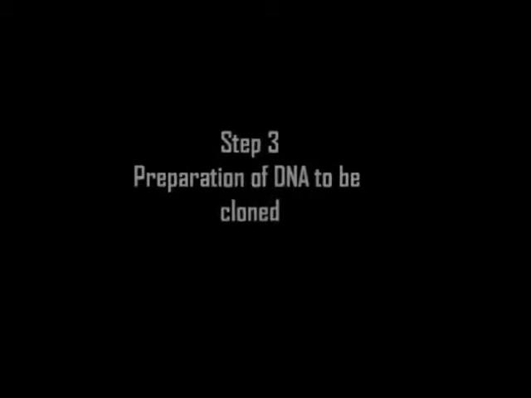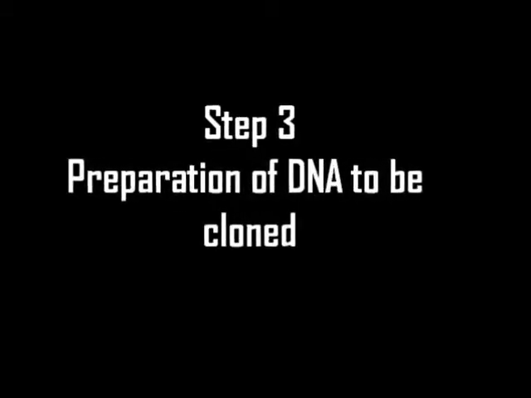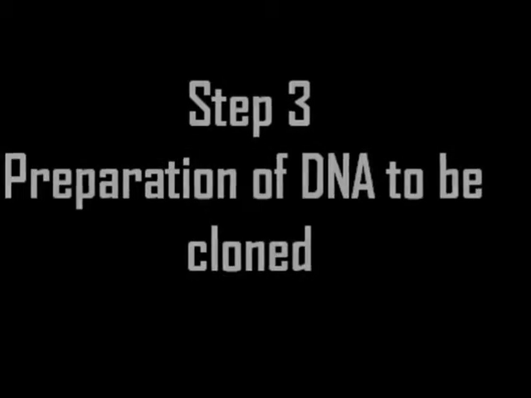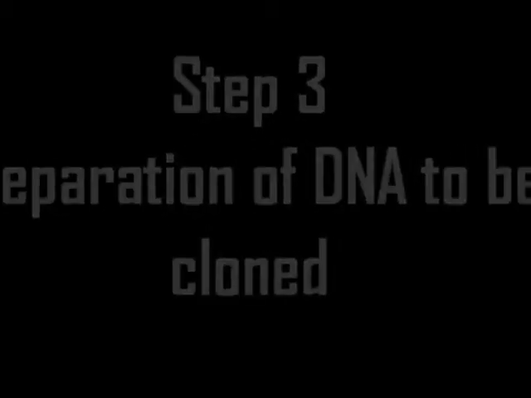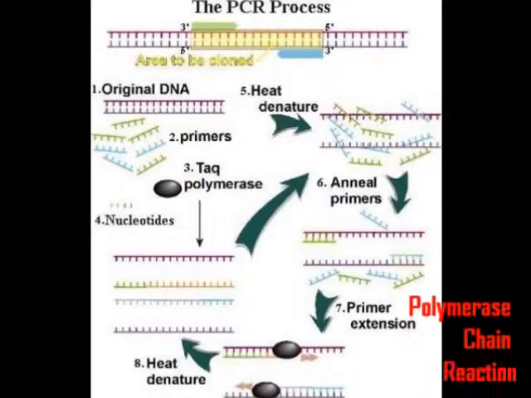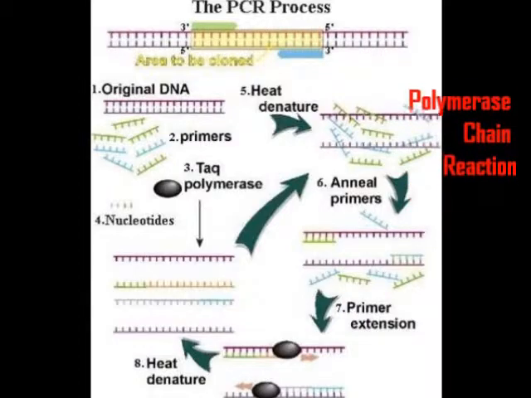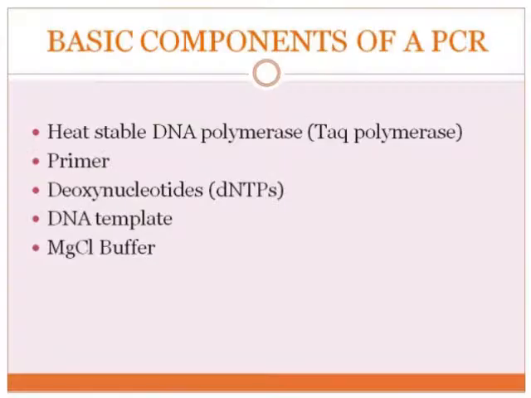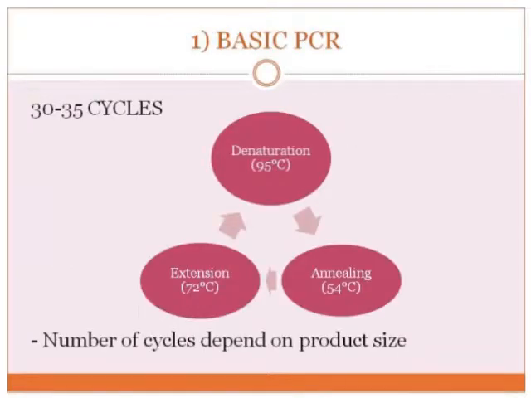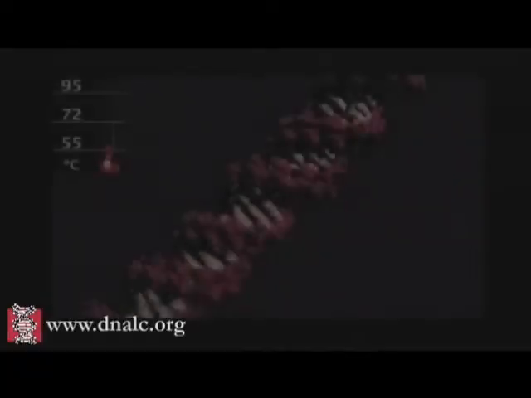Step 3. The preparation of DNA to be cloned, which is mainly talking about PCR. So PCR is the polymerase chain reaction. Actually we need 5 components in PCR. Alright, let's enjoy the video as it tells us about PCR in detail.